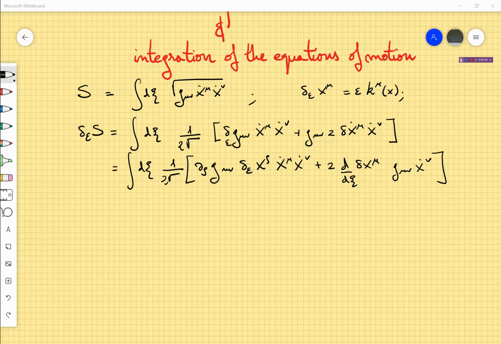But here in this case, I am going to replace this transformation by this form of the transformation. So let me write this as epsilon. Epsilon will appear here as a common factor. So I already put it here. We have k rho, and here we have k mu. And now we have to take the derivative of k mu with respect to psi, and for this we apply the chain rule.